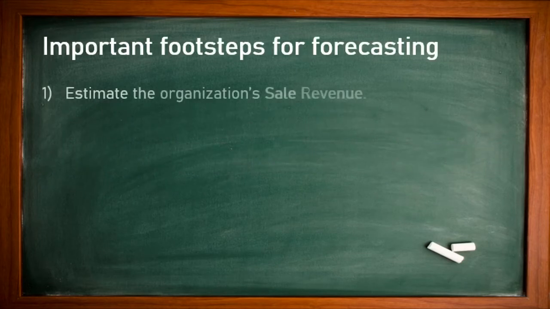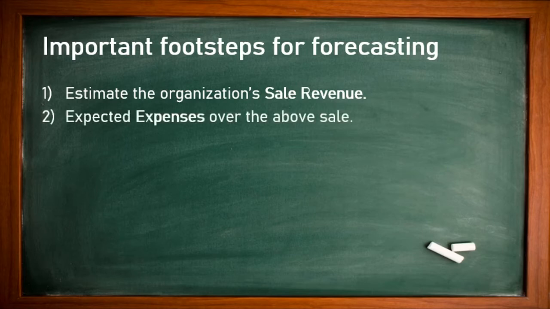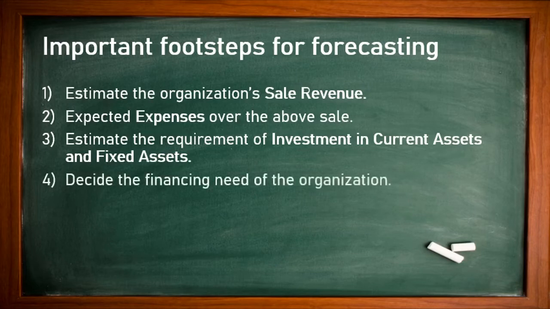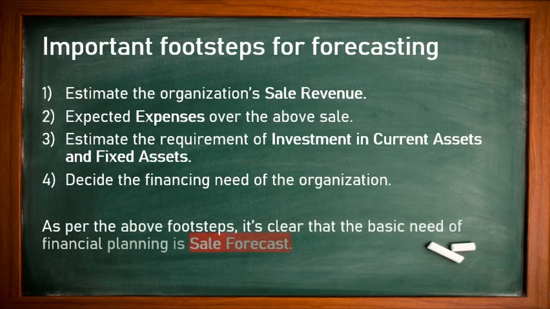Let me explain the important four steps of financial forecasting. Estimate the organization's sale revenue, expected expenses over the sale, estimate the requirements of investment in current assets and fixed assets, and decide the financing need of the organization. As per the above four steps, it is clear that the basic need of financial planning is sale forecast.